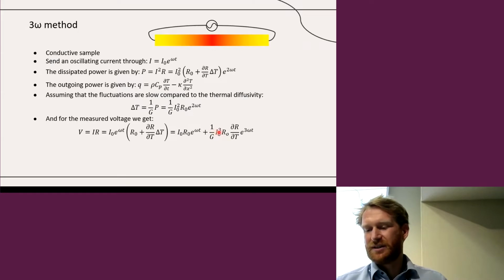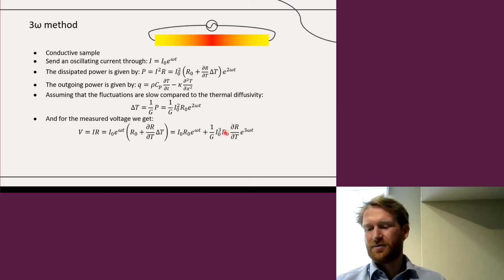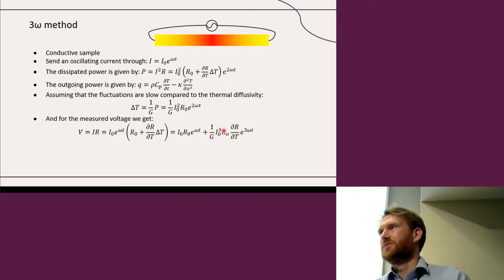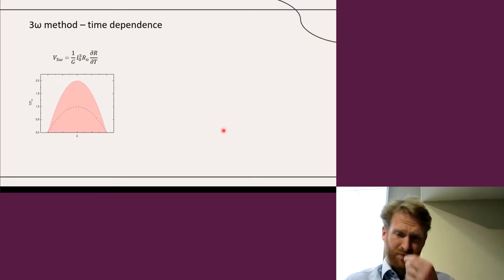So what we need for this is, once we measure the voltage, we see that it's proportional to the current, our resistance at the beginning, which we can extract from our 1 omega signal, and the proportionality of the resistance to temperature. So how does the electrical resistance of our specific sample change due to a change in temperature?